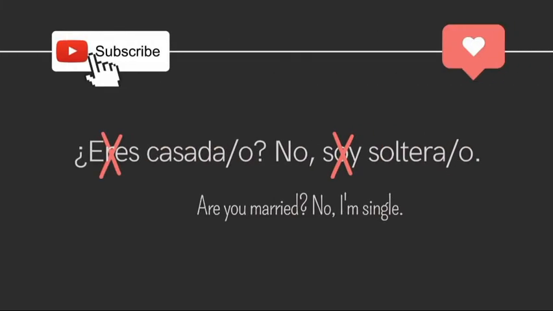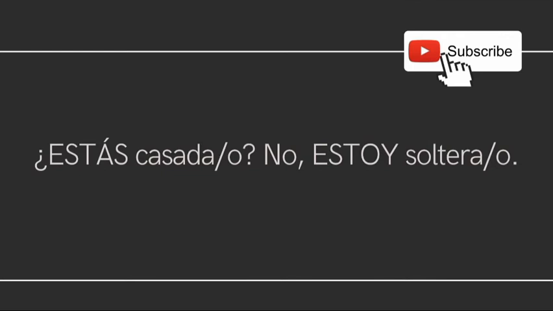Now let's pay attention to this sentence. We have two mistakes here. ¿Eres casada or eres casado? No, soy soltera or no, soy soltero. In both sentences, the mistake is the same. The verb to be, in this case, is translated as estar instead of ser. So, ¿estás casada or estás casado? No, estoy soltera or no, estoy soltero.